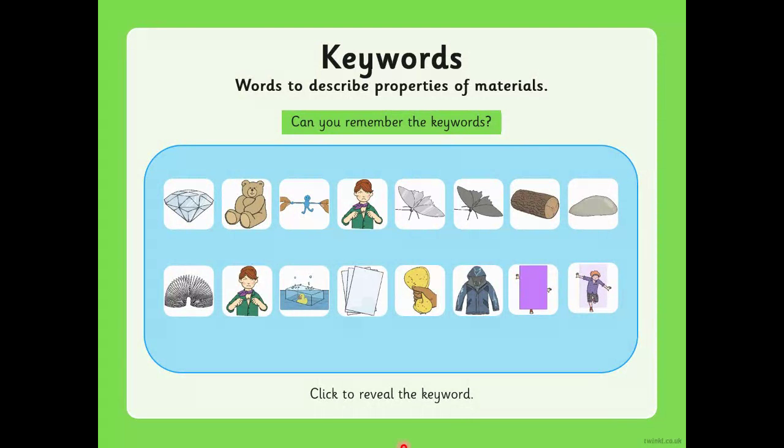Okay, so let's have a look at the diamond. Can you remember what word goes with the diamond? The diamond is, it's hard. What about the bear? What's the bear like? The bear is soft. What about this man? Do you remember this man I brought into a PE lesson once, didn't I? And he's very stretchy.